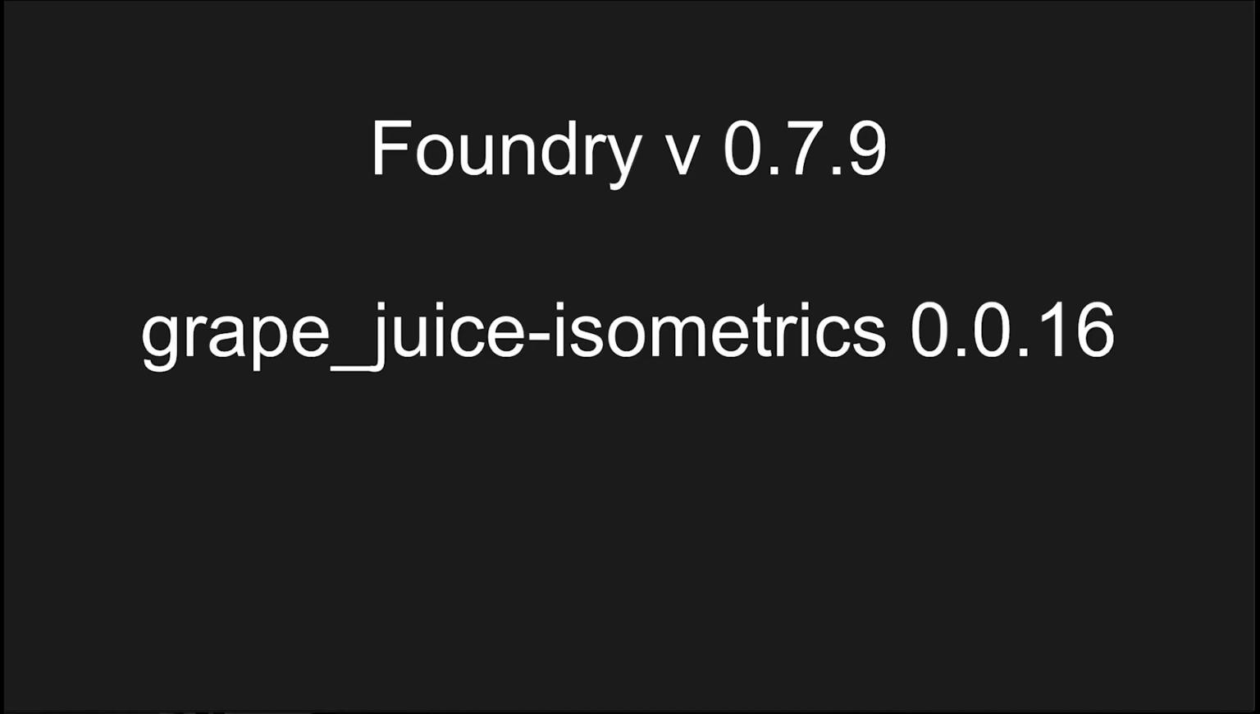Because videos on YouTube get old fast, just a reminder, this is a video made during Foundry version 0.7.9 of Foundry VTT, using version 0.0.16 of the Grape Juice Isometrics plugin.